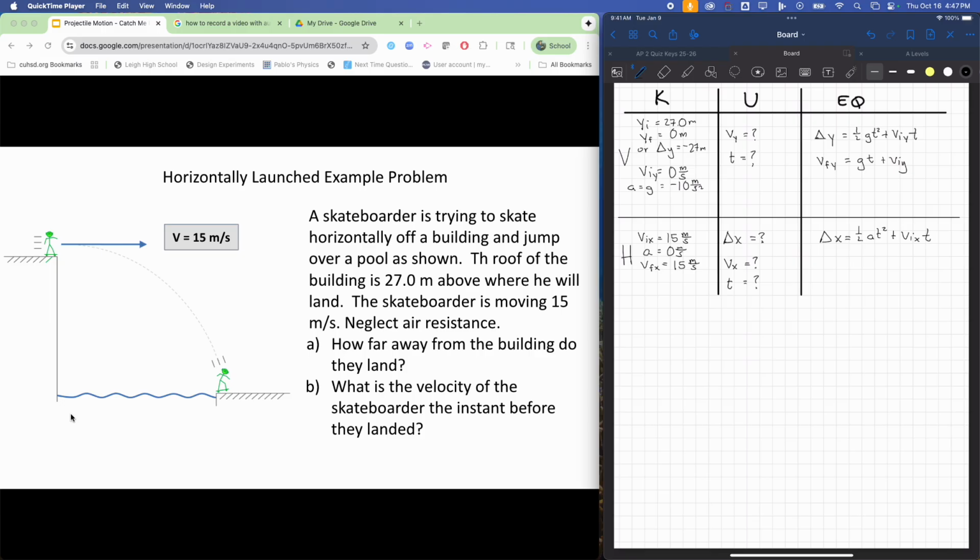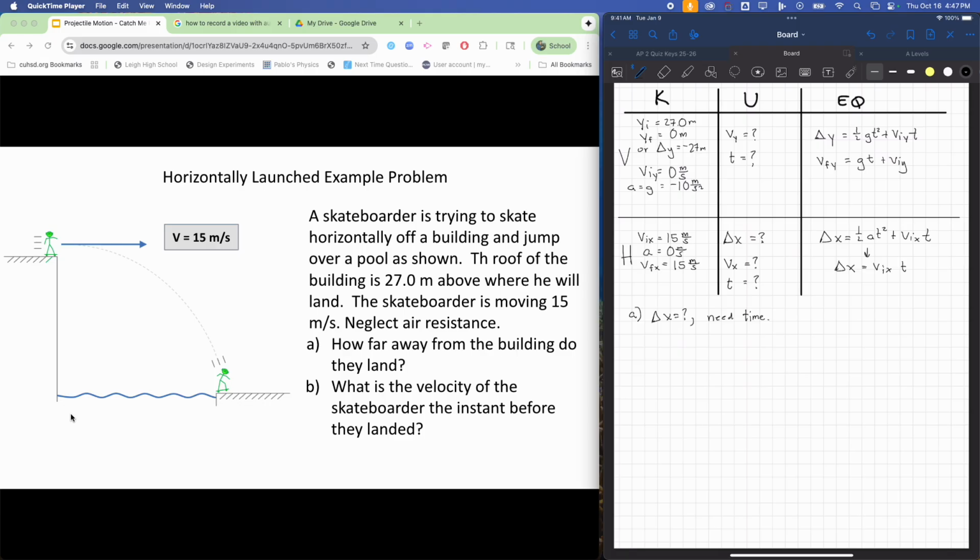So for part A, I need to know how far away they land, and we said acceleration is 0. So then this equation simplifies. This now becomes delta x is equal to V initial x times time. So in order to solve for delta x, which is what we're trying to solve for, I need to know the time.